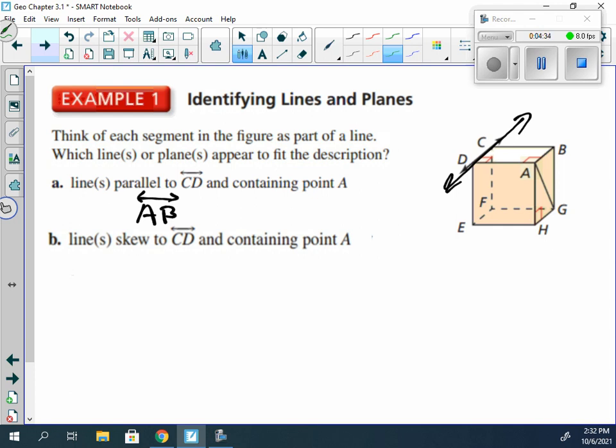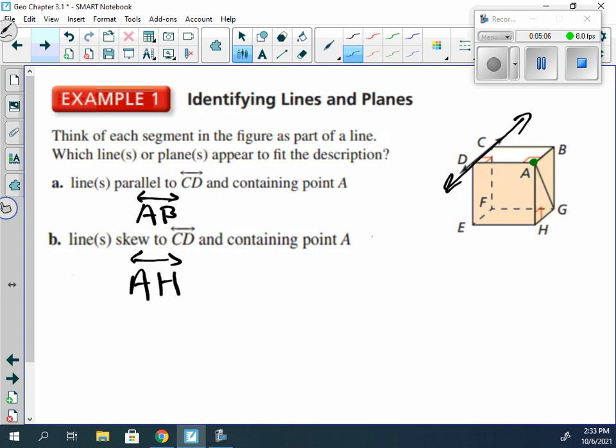Part B, lines skew to CD and contains the point A. So AB would not work because that's parallel, contained in the same plane, yes? So skew means that they do not intersect and are what? They're not on the same plane. So what would be a line that goes through A?